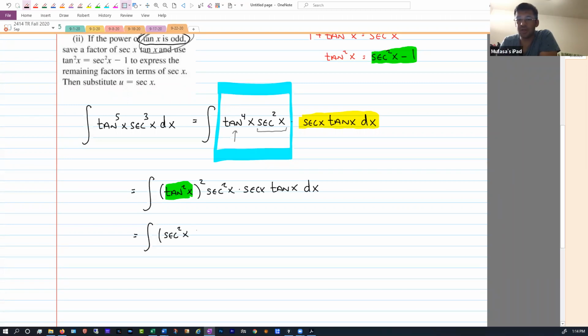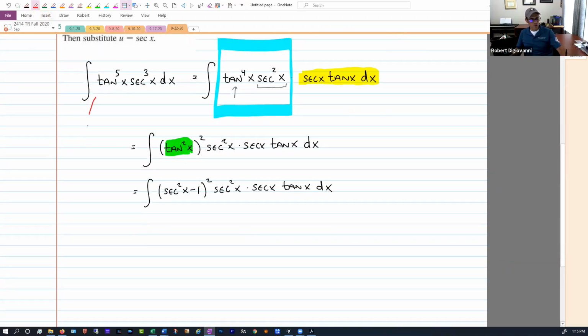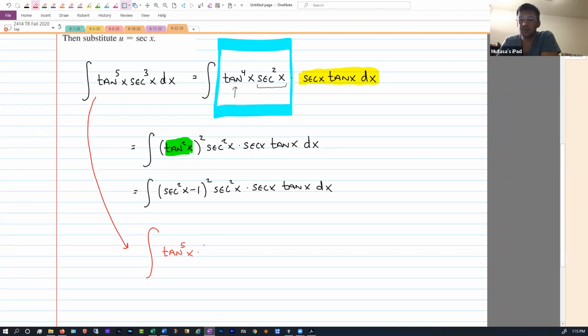In the part where it was tangent to the power 5 and secant, initially in the question, couldn't we just break down secant into secant squared and secant to the power 1, and then use U substitution rather than using this identity? Okay, let me see if I understand your question. Could we have left the tangent alone and broken the secant cubed as a secant times secant squared? Yes. Okay, let me do that. Secant times secant squared x dx.